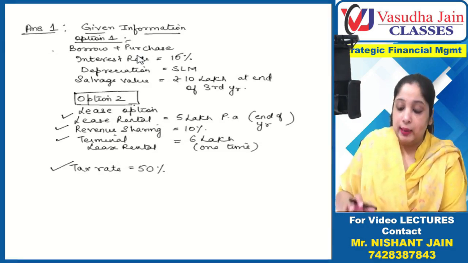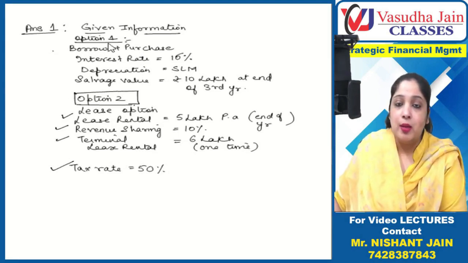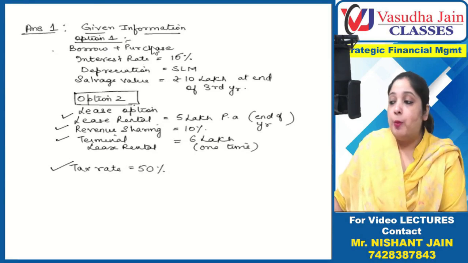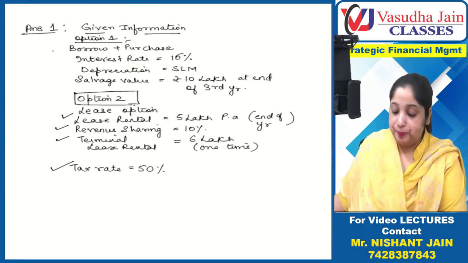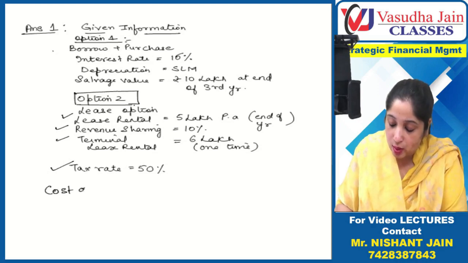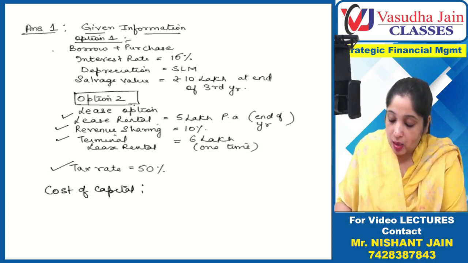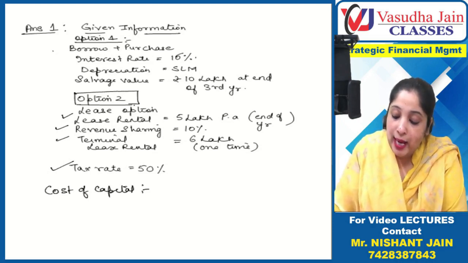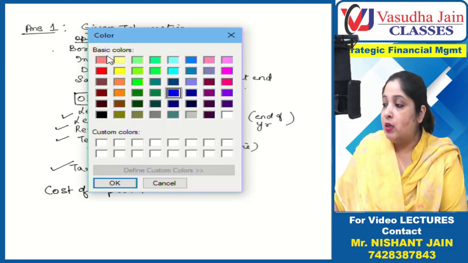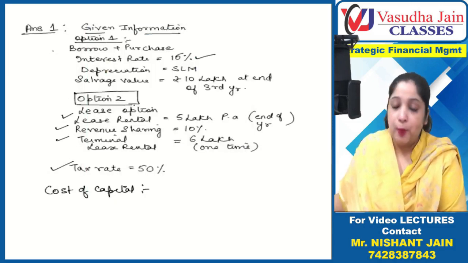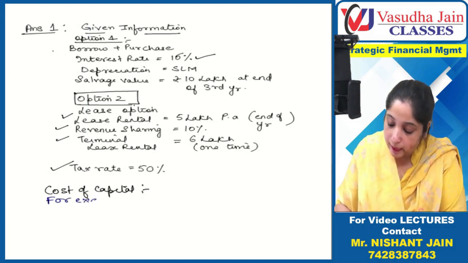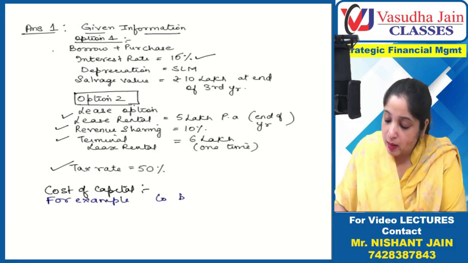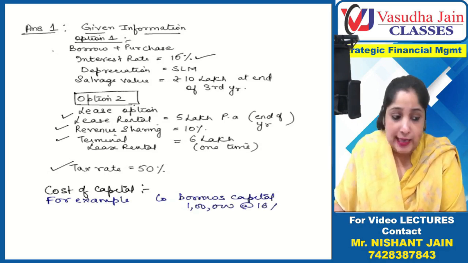Using this information, let us evaluate first option number 1, that is borrowing and purchasing. Now before starting this option computation, we need to focus on this word, cost of capital. Now what is cost of capital? We are going to borrow money at the rate of 16%, right? This is very important, please understand. Suppose, for example, a company borrows capital of 1 lakh rupees at the rate of 16%. This is an example, okay?